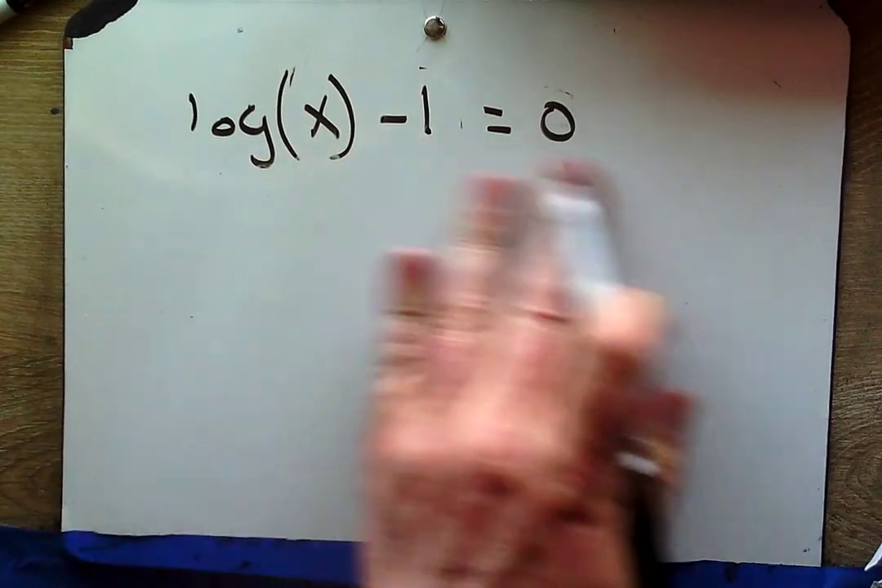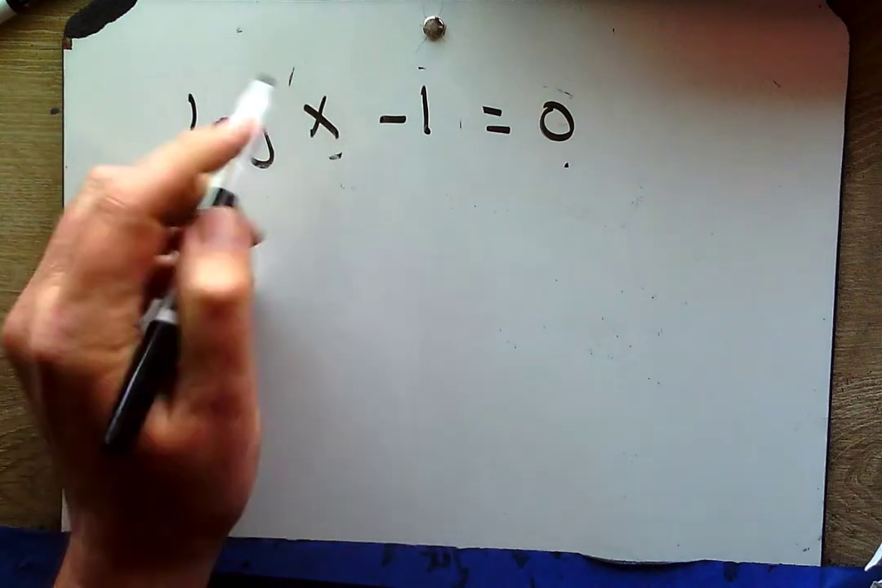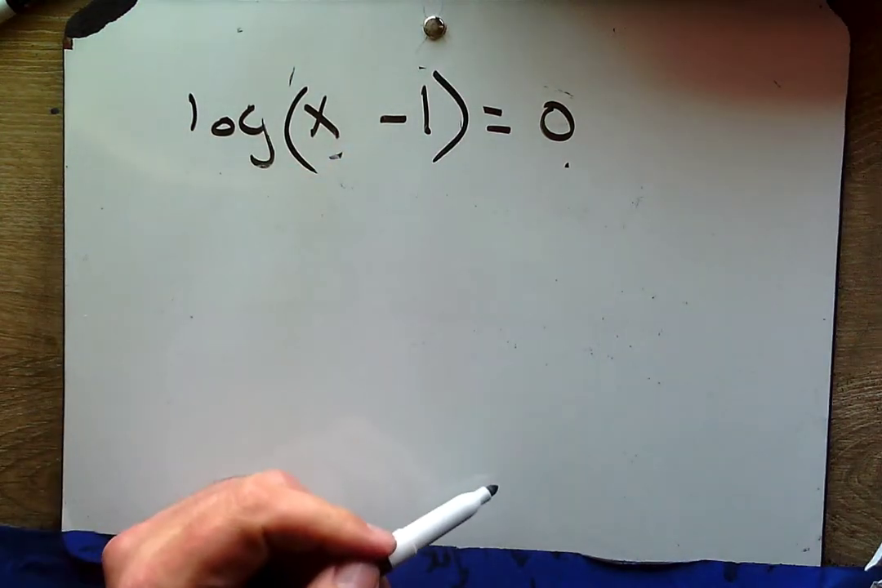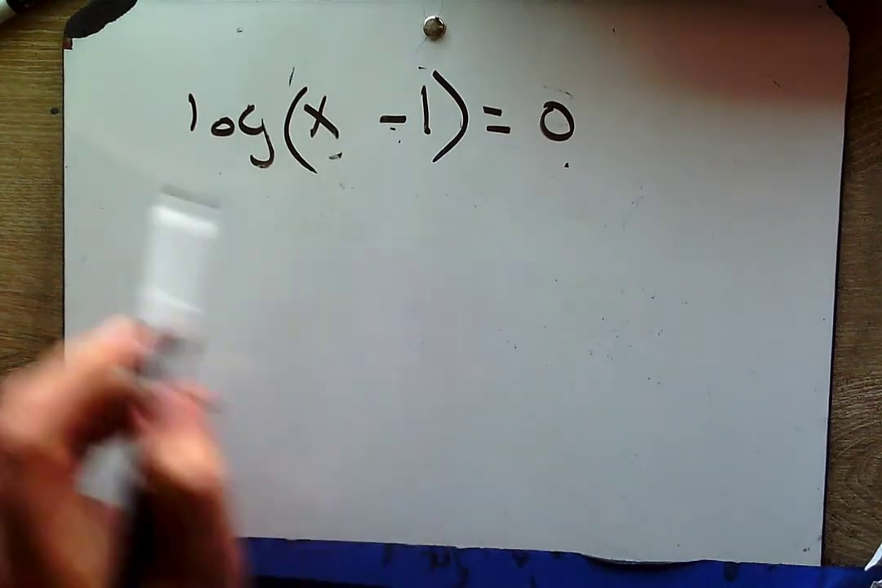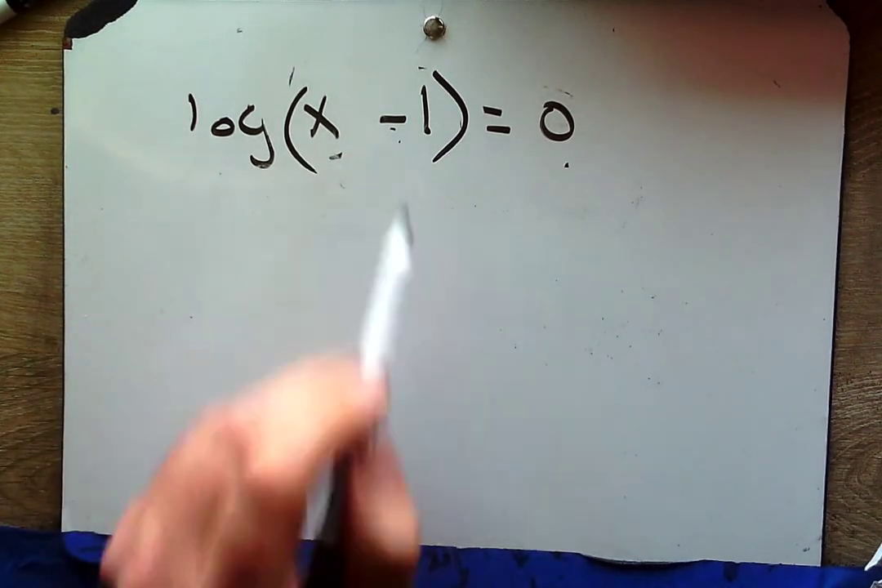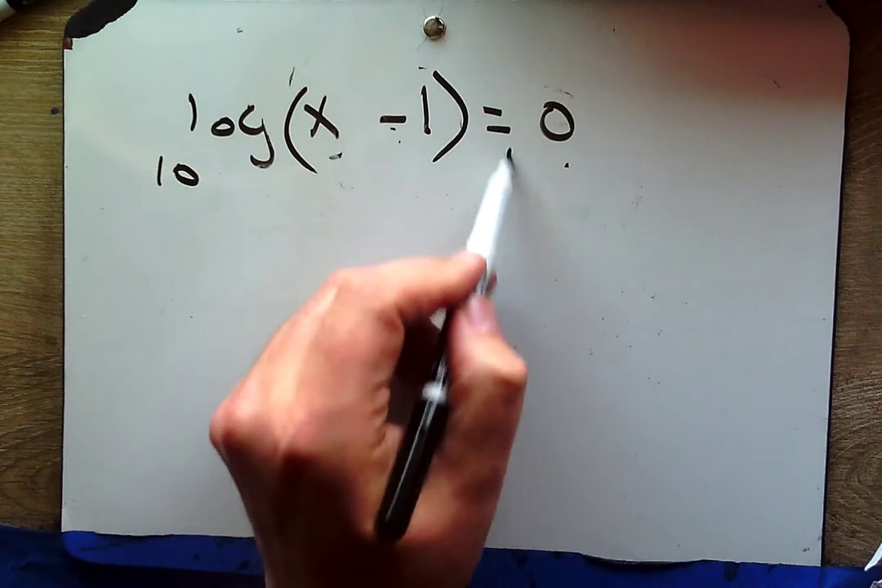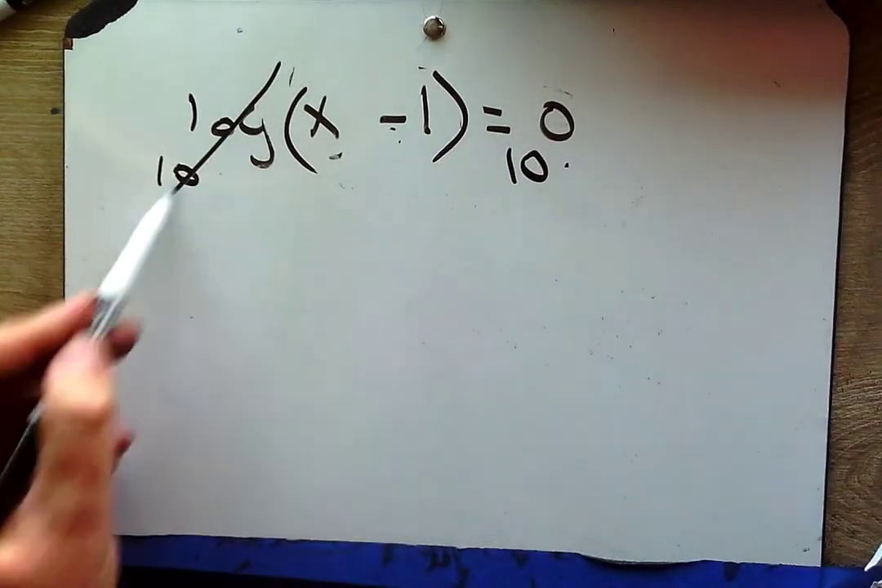What if I had this problem, though? How does this change things? Well, now I've got that minus 1 on the inside. I have to get rid of the log before I can access that. And I'm still going to exponentiate with 10.